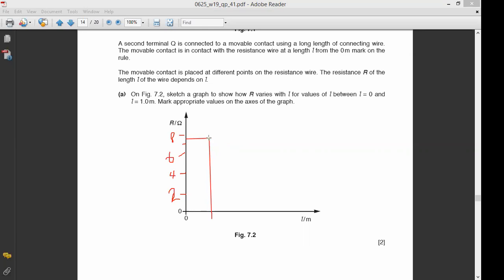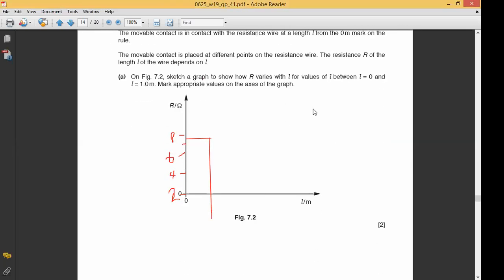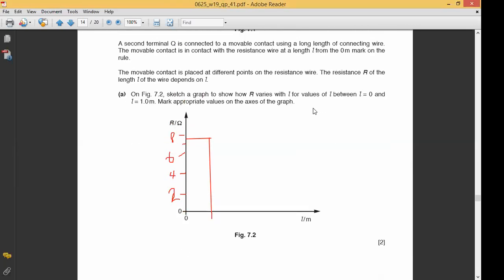Remember, I'm not meant to do this. What I should actually do, they said I should mark the points. We should be careful with what they said in the question: mark appropriate values on the axis of the graph. So we should mark those points. I will just mark here.